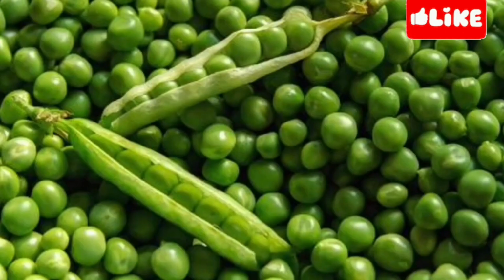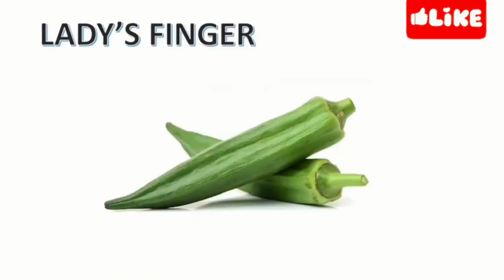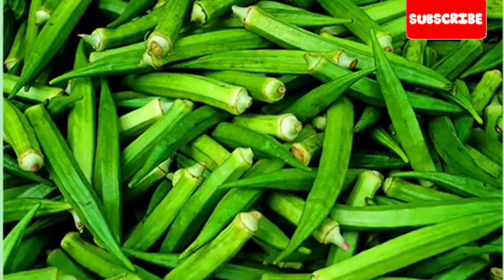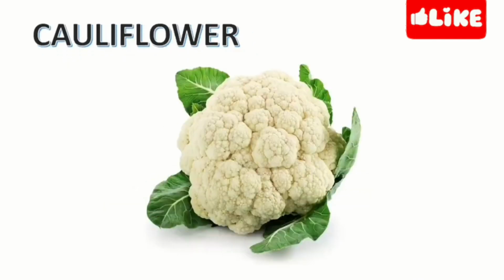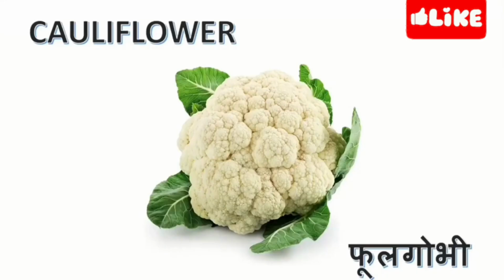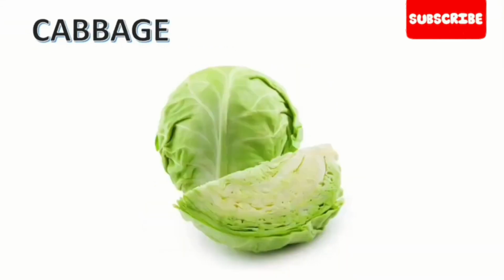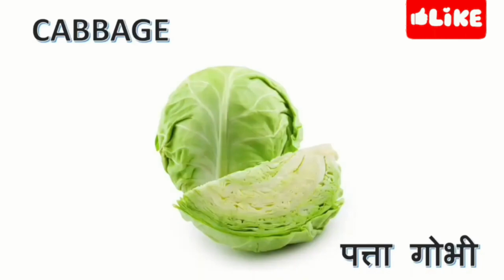Peas means mutter. Lady's finger means bhindi. Cauliflower means phool gobi. Cabbage means patta gobi.